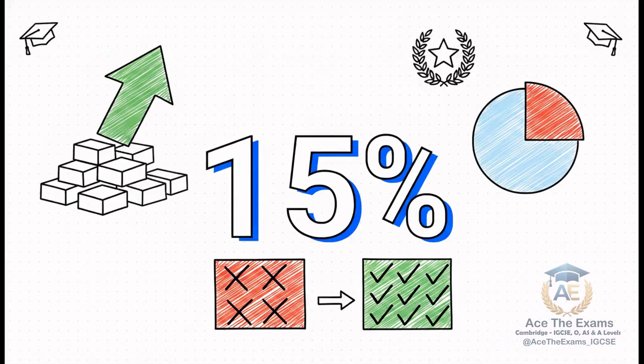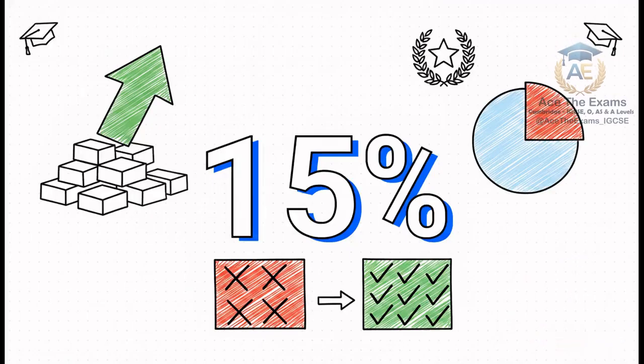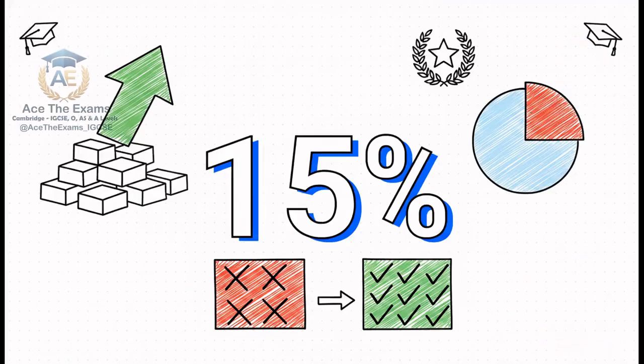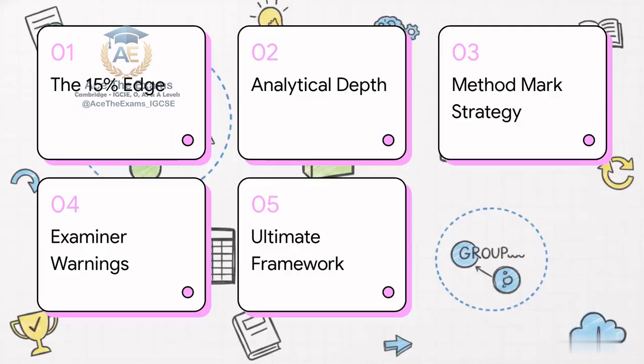To put that into perspective, 15% is literally the difference between two entire grade boundaries. That's the difference between a B and an A star. It's massive. If you are aiming for that top tier, if you want to walk into that exam room with total confidence, you absolutely cannot afford to skip the analytical depth required here. You can't just know what the tools do, you have to know how to explain them perfectly. Okay, let's dive into this.